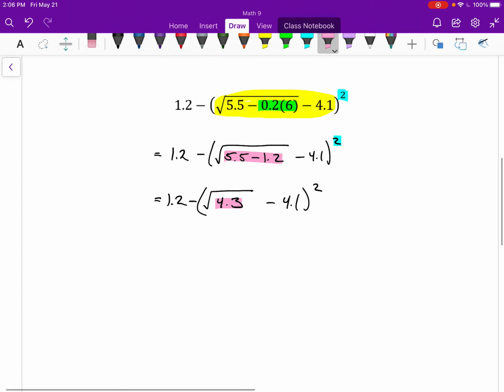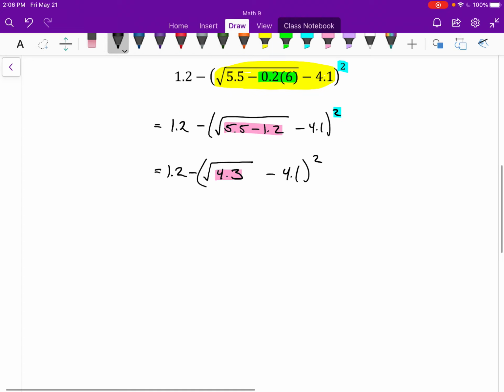Okay, so now things are going to start getting a bit faster. Now I want to find the square root of 4.3. 4.3 is not a perfect square, so I have 1.2 minus the square root of 4.3, which is about 2.074, I'll round it, minus 4.1, but again, all of this is inside brackets.